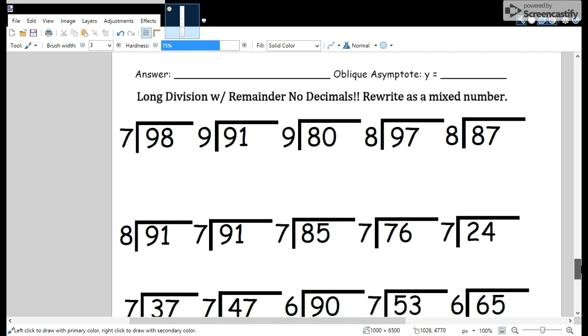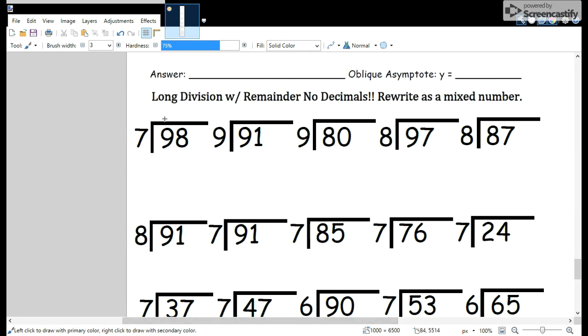Okay, let's look at the next page of this packet. Long division with remainder, no decimals. Rewrite as a mixed number. So we have 98 divided by 7. 7 goes into 9 one time. 1 times 7 is 7. Subtract. Get 2. Bring down the 8. 7 goes into 28 4 times. 4 times 7 is 28. Subtract them. You have a remainder of 0.